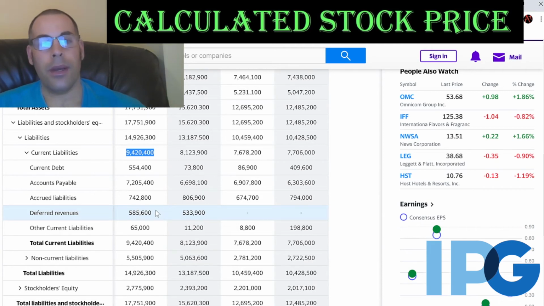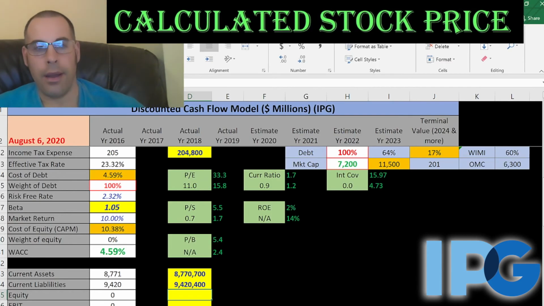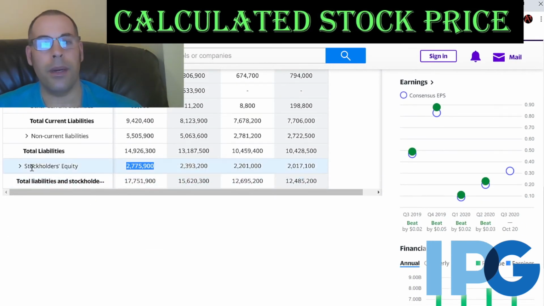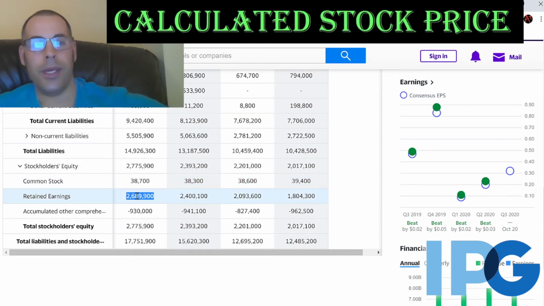Other current liabilities is smaller items that we don't know what they are. We'd have to look at the 10K to figure that out. The stockholders' equity is $2.8 billion. That's the total assets minus total liabilities, or the value of the company according to the balance sheet. That's $39 million of common stock, $2.7 billion of retained earnings.